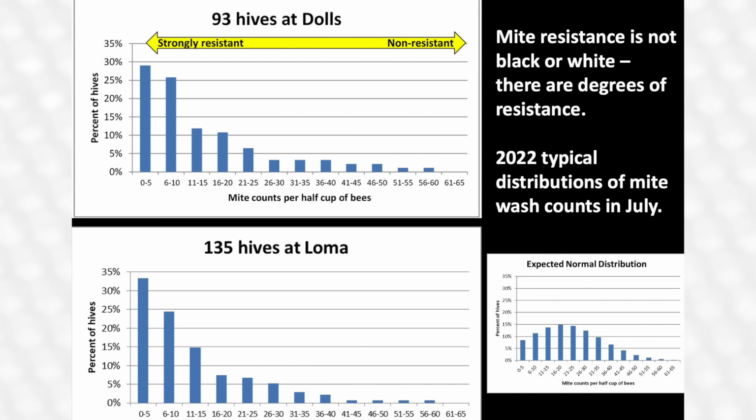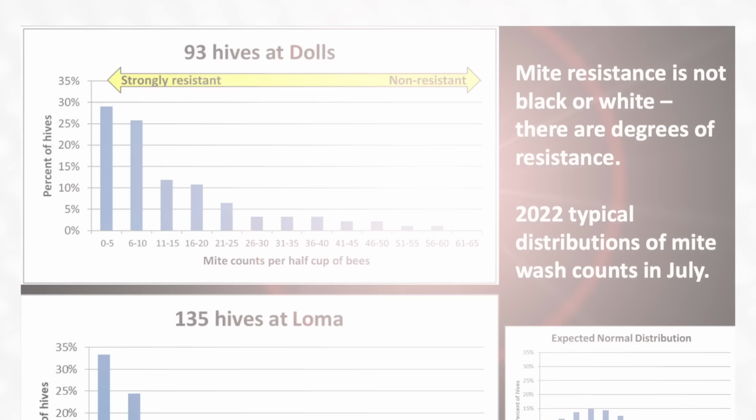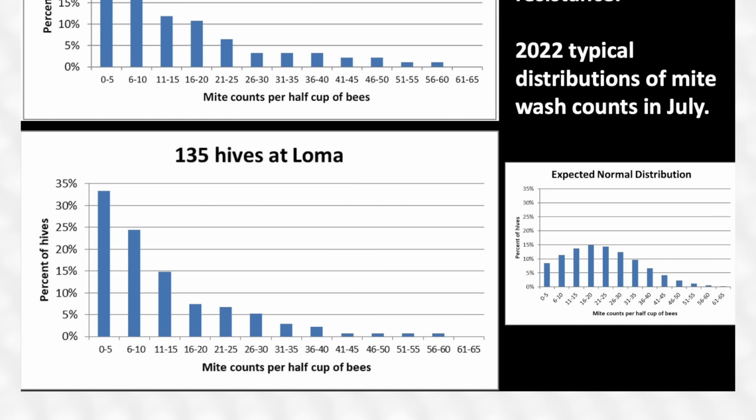You can see what we actually saw was a very skewed distribution. What we saw was that over 25% of the colonies were exhibiting very strong resistance. So this would be a year and a half without treatment on these, even though they were, of course, nuked down, that had an effect, but not much buildup. 135 hives at this was a holding yard, so very intense mite pressure. Over 30% are showing resistance.